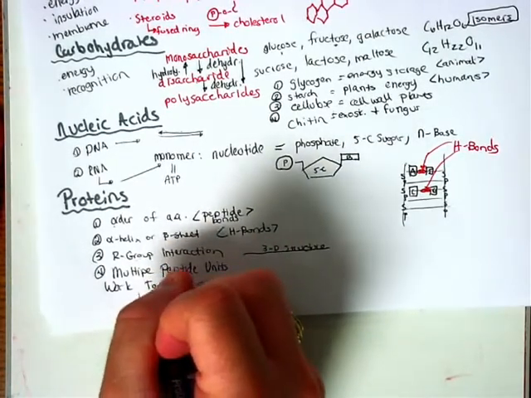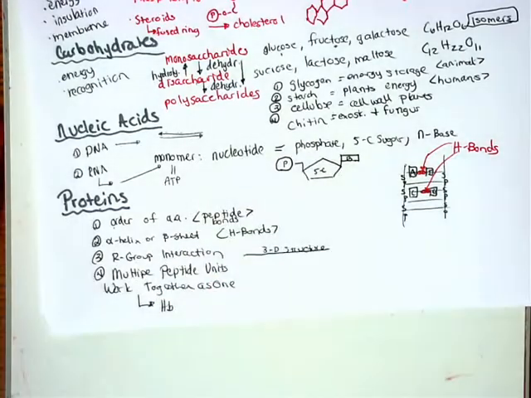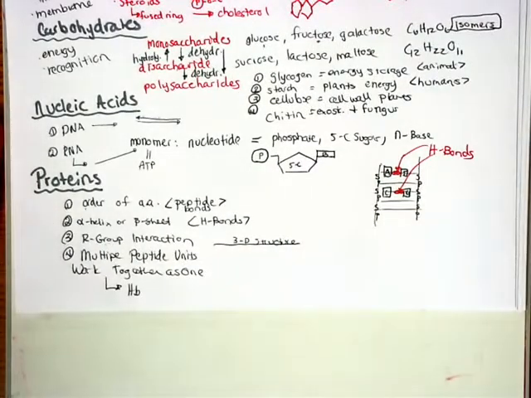Best example of this is going to be Hb, which stands for what? Hemoglobin. Hemoglobin is a tetramer, which means that it's made of 4 different little polypeptide units that all coalesce to form one big unit. 2 alpha hemoglobins and 2 beta hemoglobins. That's the way that works.